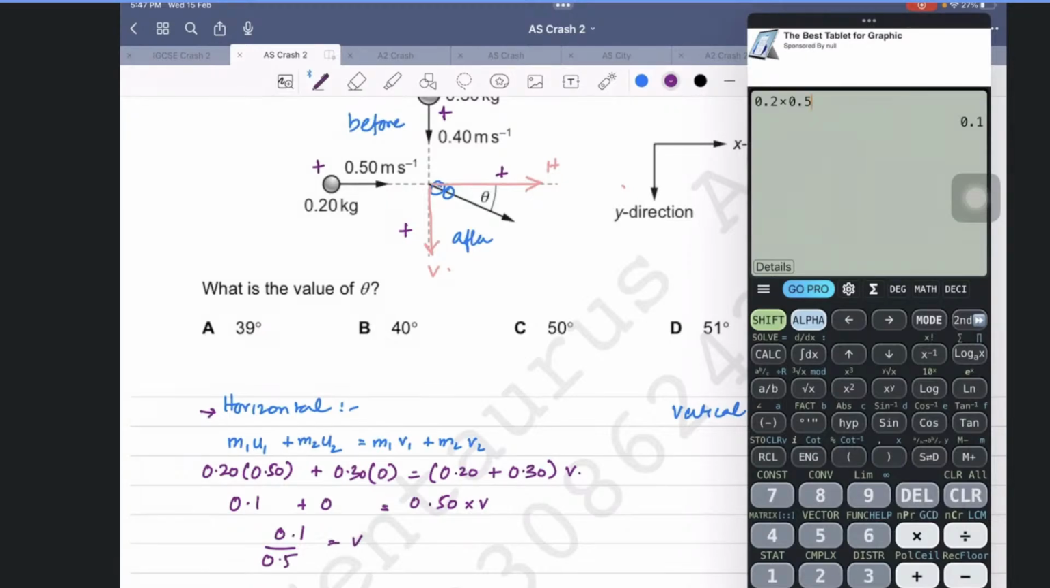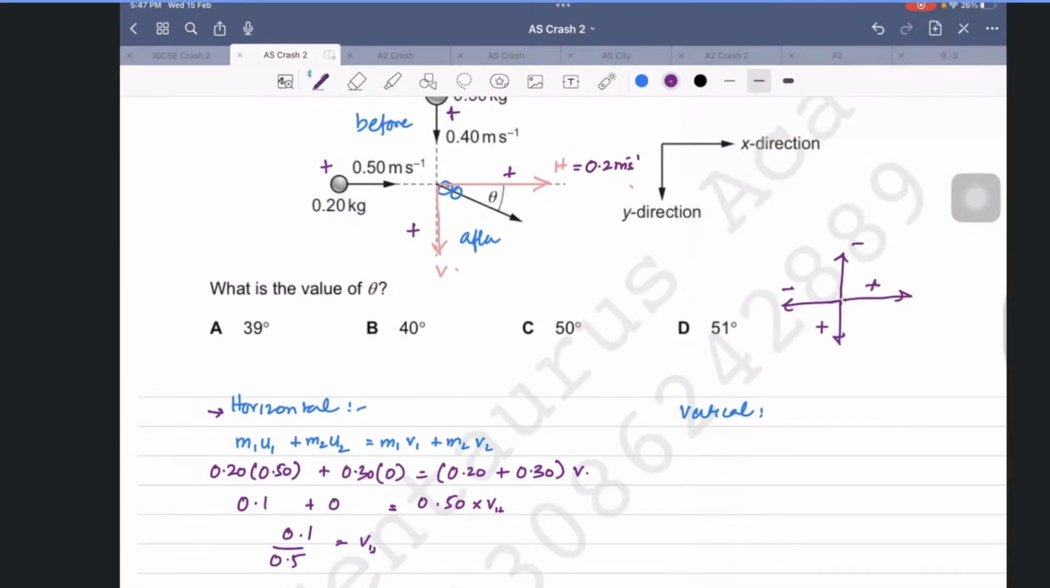So this is for horizontal only, right? So we're going to get 0.1 divided by 0.5, and that's 0.2. Interesting. So it means the horizontal velocity is 0.2 meters per second. Is it clear, everyone? Yes, sir.